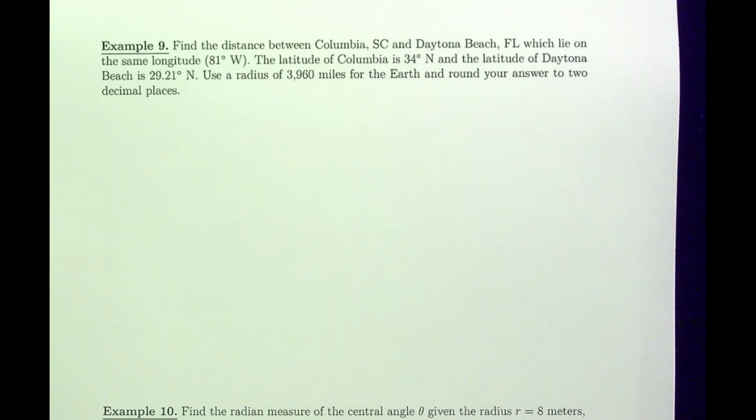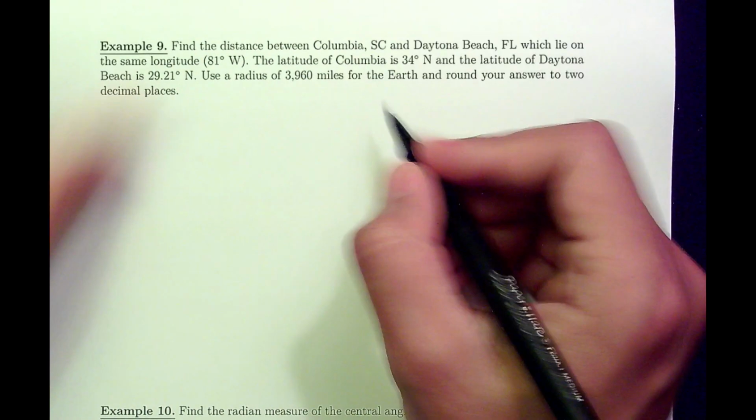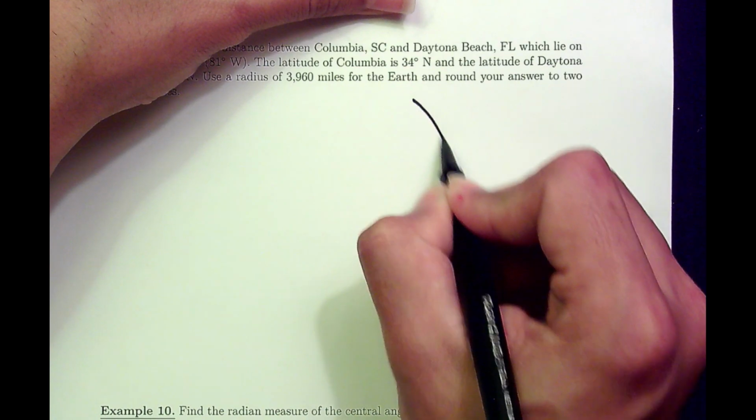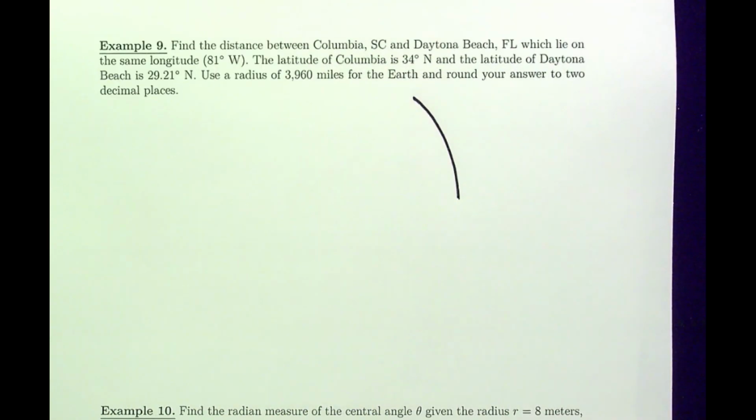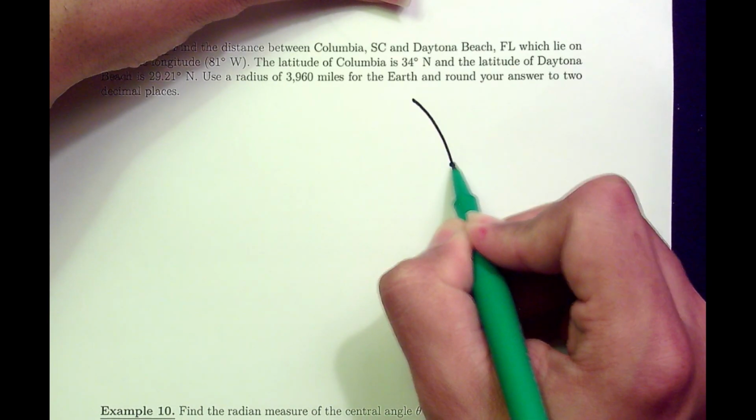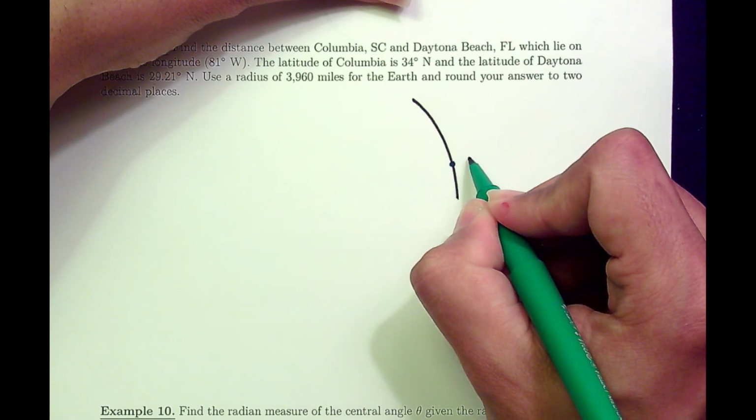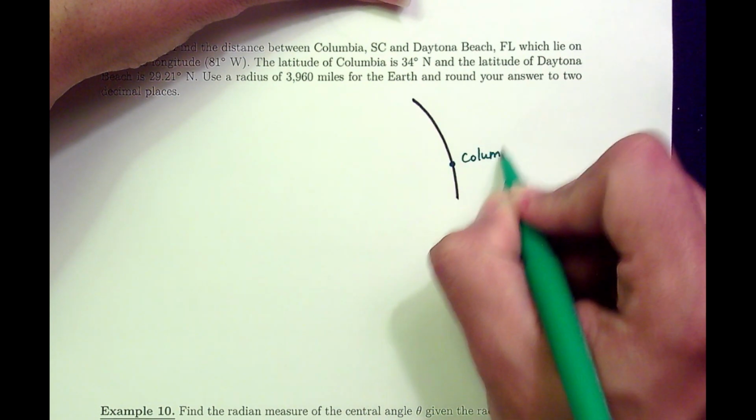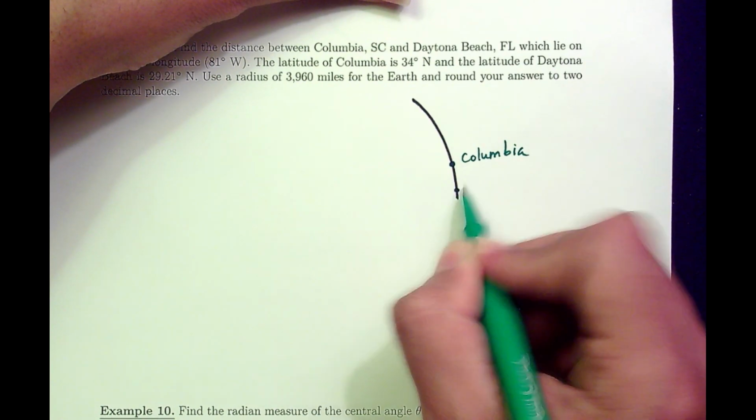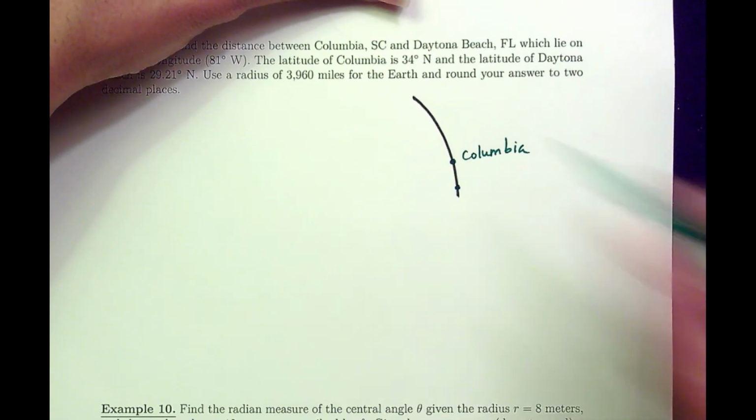So it sounds complicated, but it's really, really easy because this is just an arc length problem. So you see, you have the globe of the Earth. So it's like a big circle. I'm not going to try to draw a big circle, but it's curved like that. And you have somewhere here Columbia, and Daytona Beach further south. Okay, and they're on the same longitude.